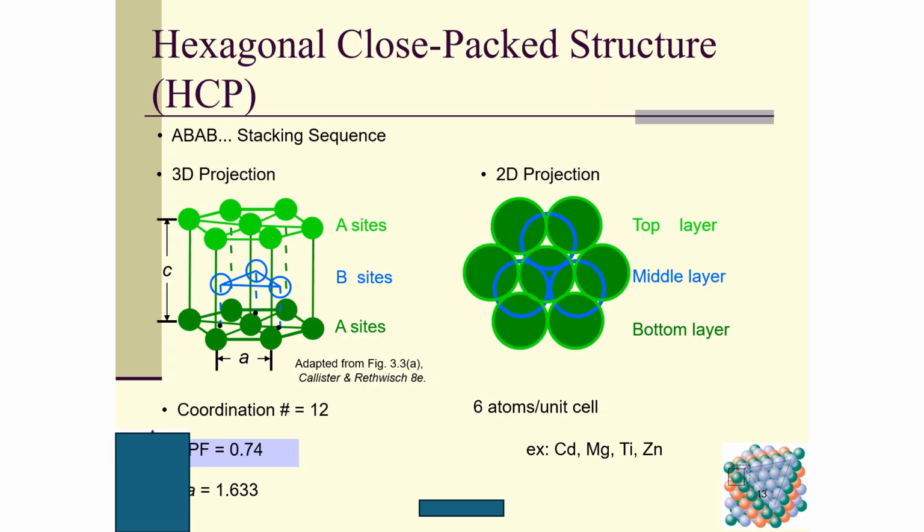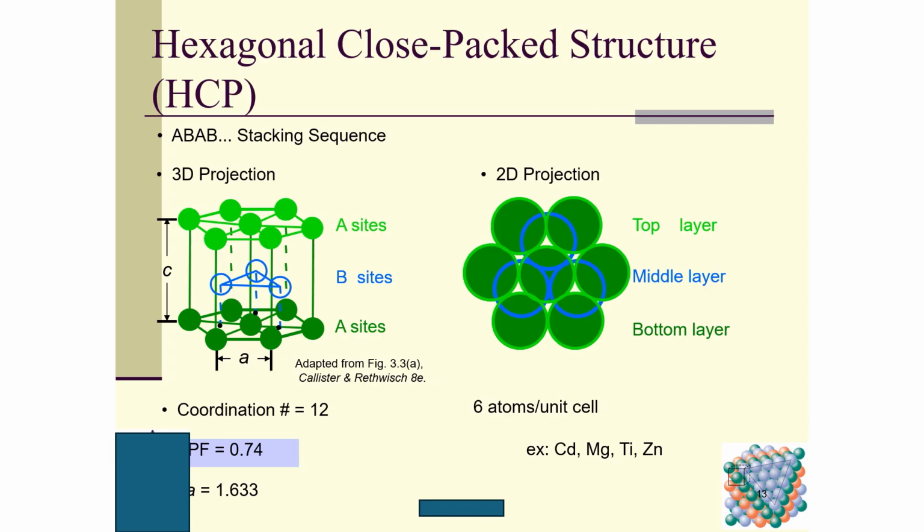So here is a layer. This is the top layer, this is the middle layer, and this is the bottom layer. You can see the top layer and bottom layer; this one is a shallow green and this one is a deep green. If we use these two different projections, we can get a better understanding of this structure. And similarly, this is C.